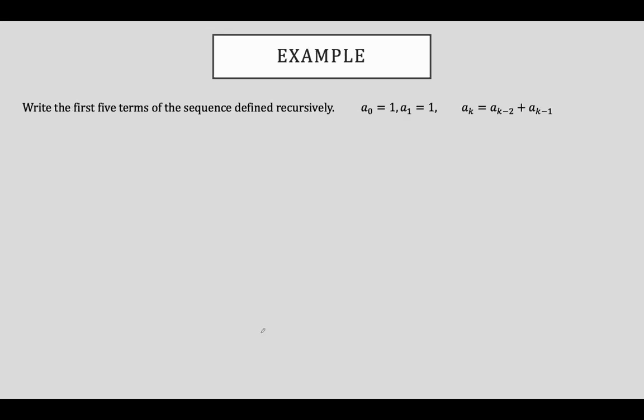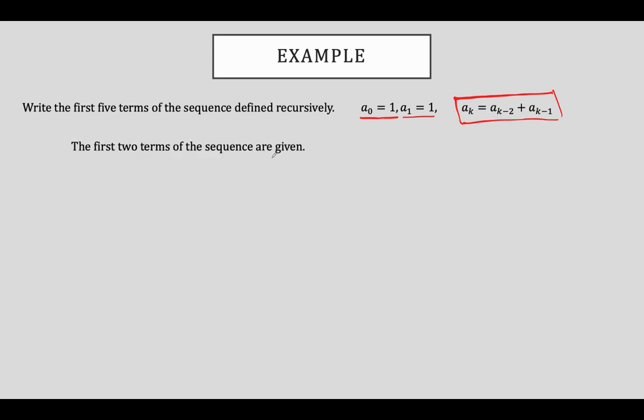Let's try one more. Write the first 5 terms of the sequence defined recursively. And in this case, notice we have a0 equals 1 and a1 is equal to 1. So the first 2 terms in this case are actually given. The first term is a subscript 0, and the second term is a subscript 1. We are given the first 2 terms of the sequence, and the remaining terms are going to be given by this equation here. A sub k is equal to a sub k minus 2 plus a sub k minus 1.